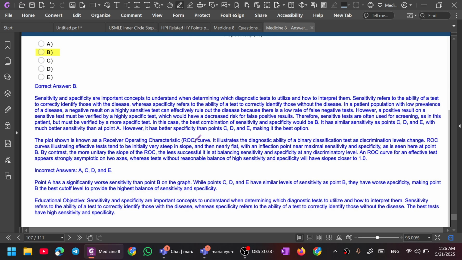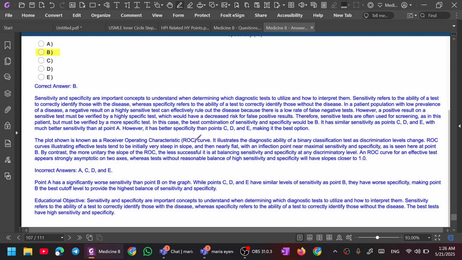Okay, they go on. By contrast, the more unitary the slope of the ROC curve, the less successful it is at balancing sensitivity and specificity at any discriminatory level. An ROC curve for an effective test appears strongly asymptotic on two axes, whereas tests without reasonable balance of high sensitivity and specificity will have a slope close to one. I didn't understand anything on that last paragraph.